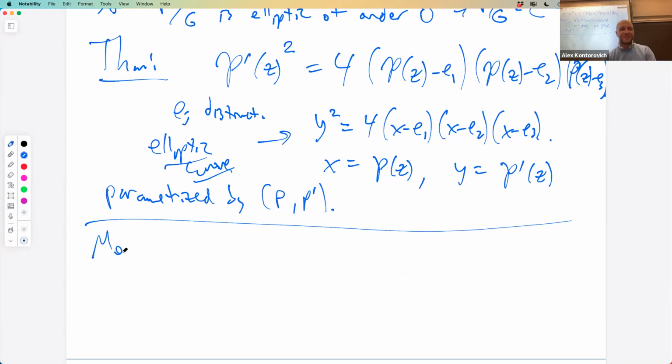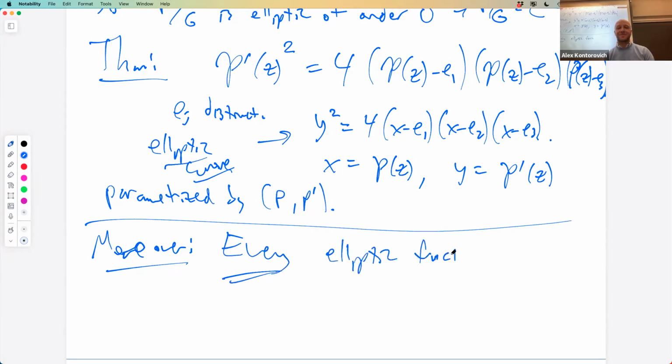Moreover, so this is one thing that I promised you, right? Why do these strange P and P prime, why do the elliptic functions parametrize solutions to elliptic curves? That's why they're called elliptic curves. It has nothing to do with ellipses. Moreover, every elliptic function is a rational function of P and P prime.